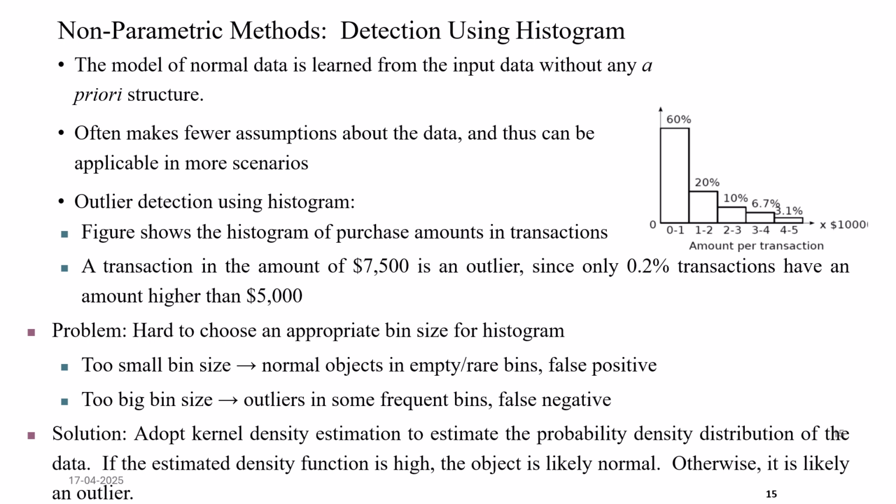For example, a transaction in the amount of $7,500 can be regarded as an outlier because only a small percentage of transactions, as per the formula given on the screen, have an amount higher than $5,000. On the other hand, a transaction amount of $385 can be treated as normal because it falls into a populated bin.